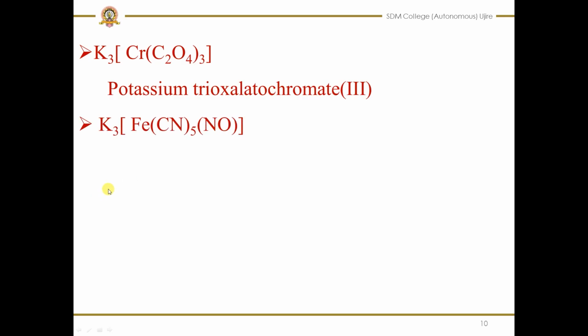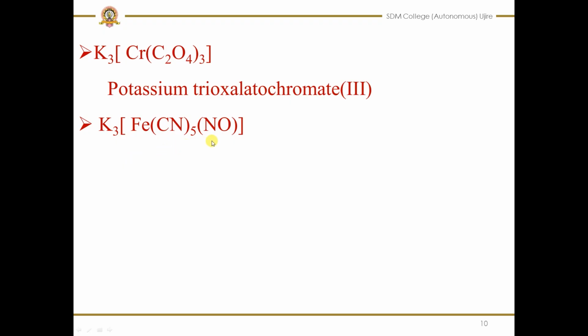In the next case, K3[Fe(CN)5NO]. Here also we need to identify the complex anion as well as the complex cation or ionization sphere. Here K+ is the ionization sphere and that is the cation, and [Fe(CN)5NO]3- is the complex anion.